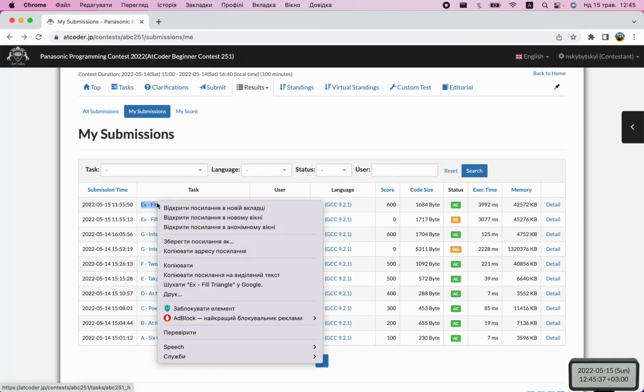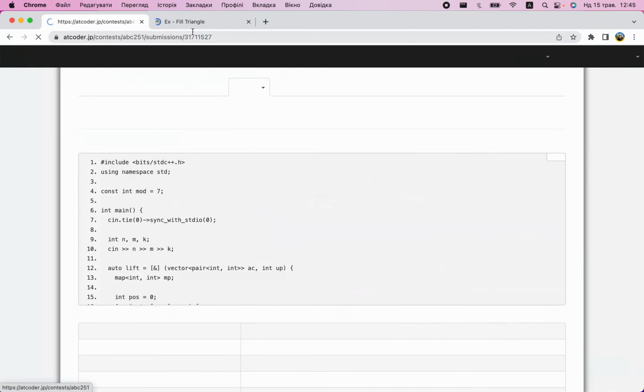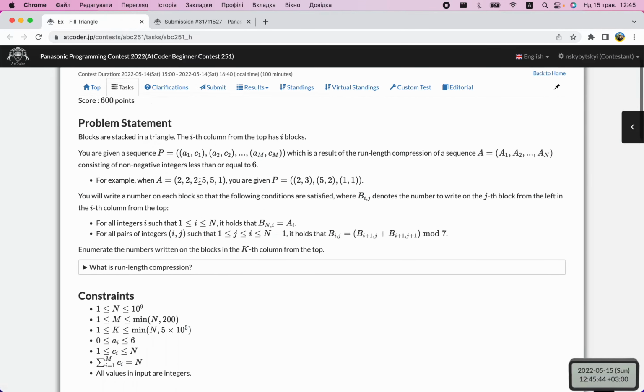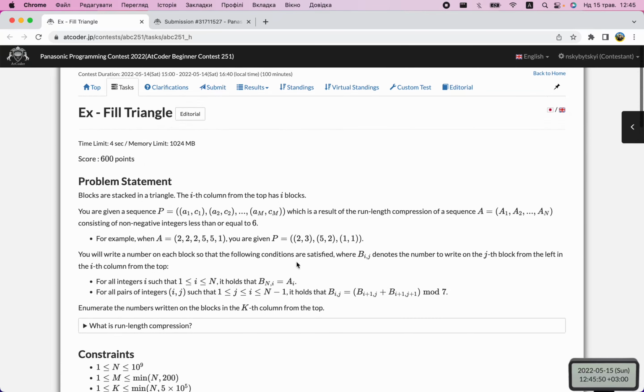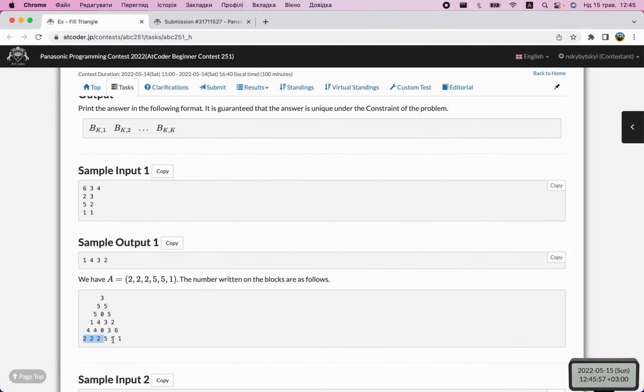All right. Problem X. In this problem, we were given essentially an array, a compressed array, of remainders modulo 7. This array was the lowest row of a triangle where each value is the sum of the one to the left and the one to the right below. So this array generates such a triangle, right? We were given the nth row and we wanted to compute the kth row. In this case, n was equal to 6 and k was equal to 4.